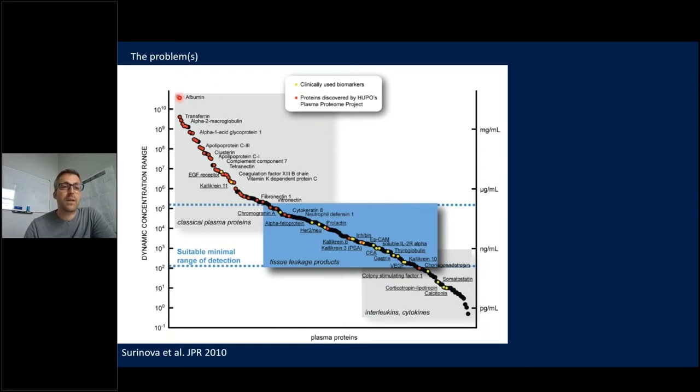So if we have a sample that contains all these proteins, with a standard LC-MS platform we might be able to get down to here, to a small number of proteins in the low hundreds, maybe even only 100 or 200 proteins that we can actually see in these types of samples. So the dynamic range of the proteome itself is one of the problems.